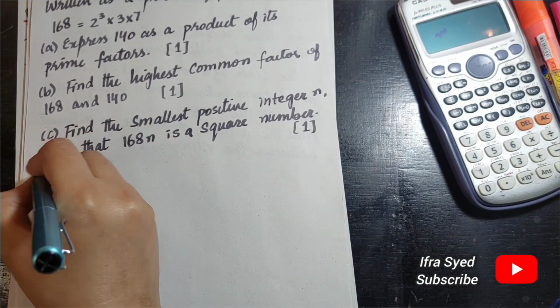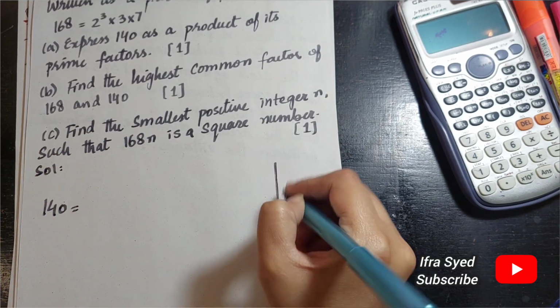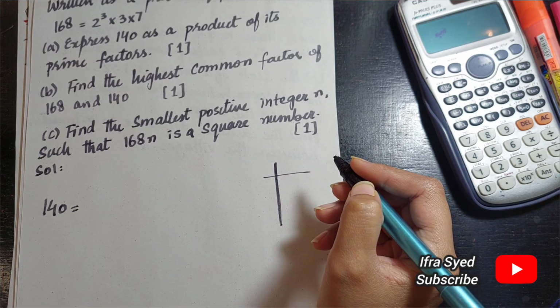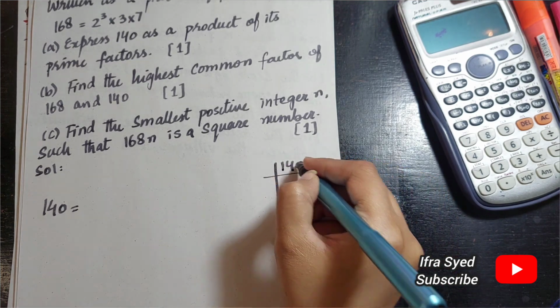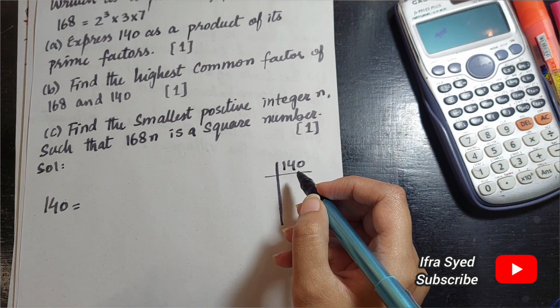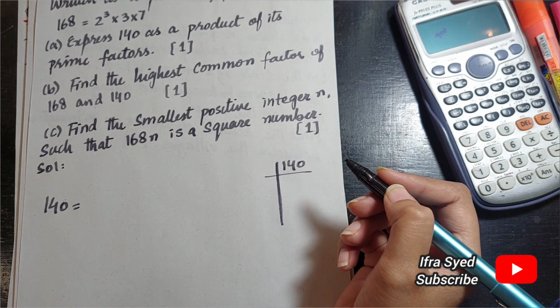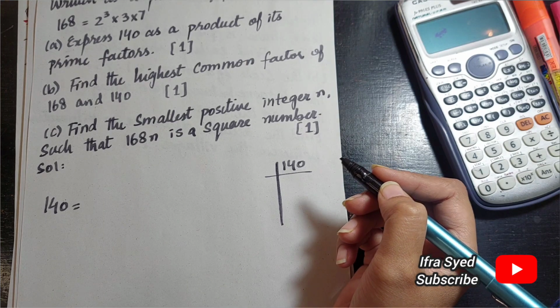So it's a very easy question. So 140 is equal to, let's find its prime factors, 140. So our smallest prime number is 2. As you can see, it is an even number, so we can easily divide it by 2.